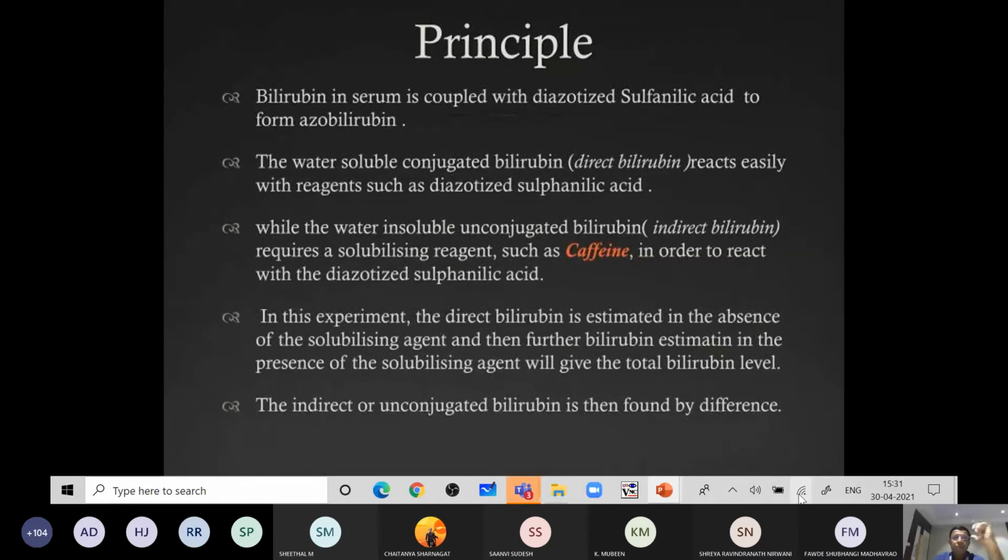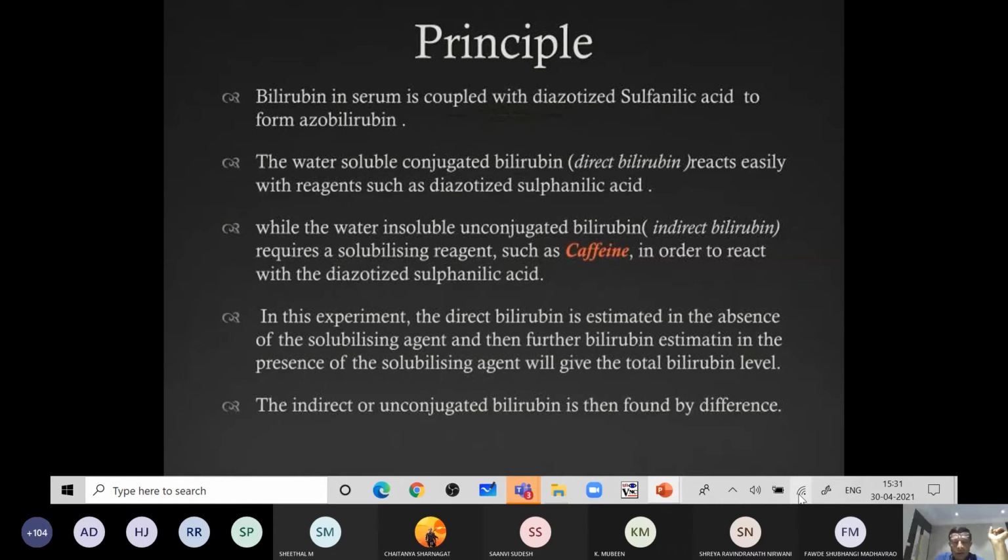investigations. The principle of this method of bilirubin estimation: bilirubin in serum is coupled with diazotized sulfanilic acid to form azobilirubin. The water soluble conjugated bilirubin, direct bilirubin, reacts easily with reagents such as diazotized sulfanilic acid, while the water insoluble unconjugated bilirubin, indirect bilirubin, requires solubilizing reagents such as caffeine in order to react with diazotized sulfanilic acid. In this experiment, the direct bilirubin is estimated in the absence of a solubilizing agent. Then bilirubin estimated in the presence of a solubilizing agent will give the total bilirubin level.